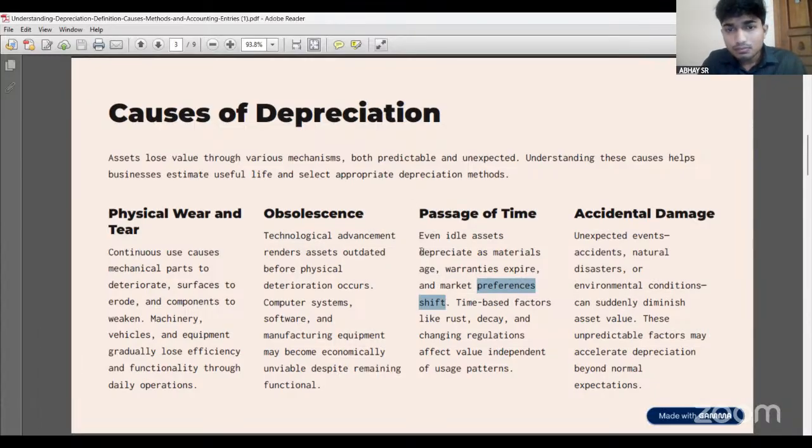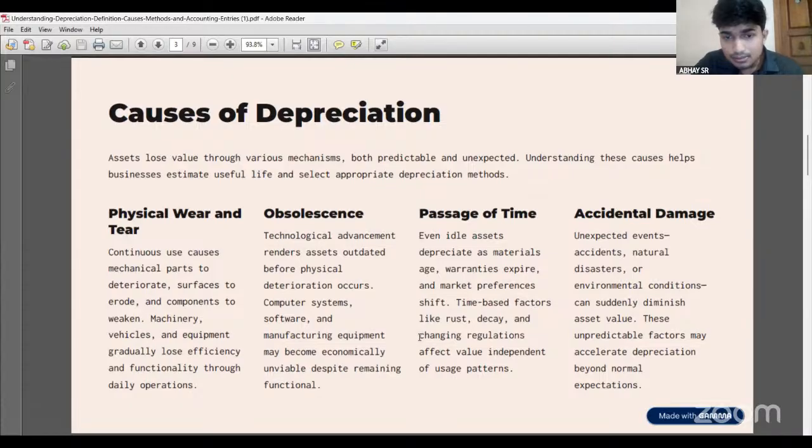Another example is that I bought a car, and I just kept it in my home, in a glass box. Even if I'm able to sell that car, I won't get the same value as I'm getting right now. So let's read the definition. Even idle assets depreciate as materials age, warranties expire, and market preferences shift. Time-based factors like rust, decay, and changing regulations.